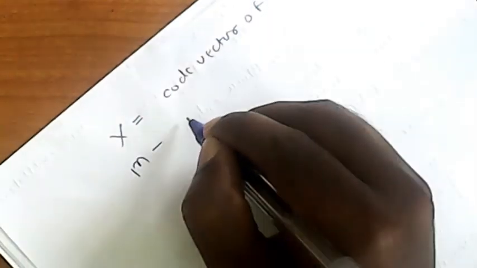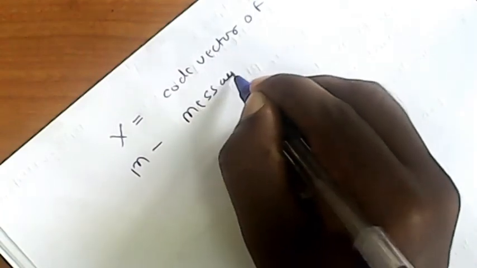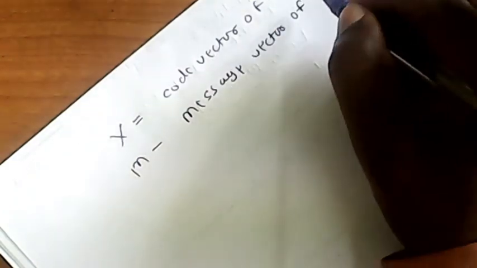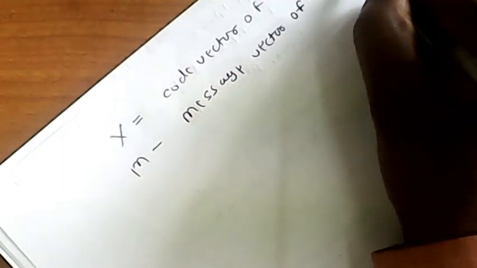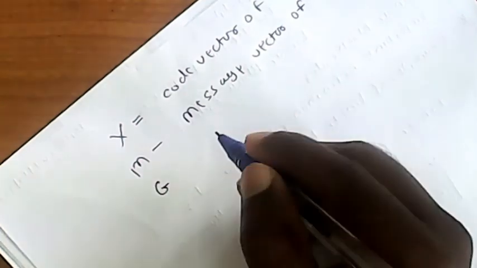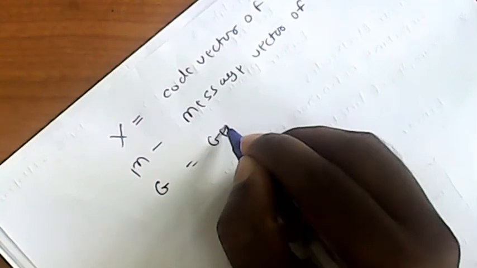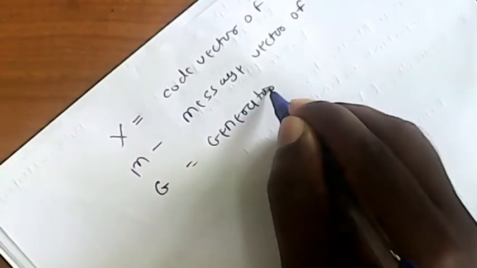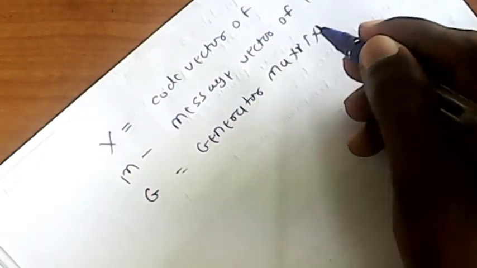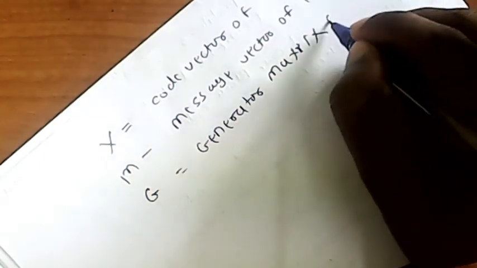M is a message vector of size 1 comma k. Then G is the generator matrix. This is a new term which is very important. Generator matrix having dimension of size k comma n.